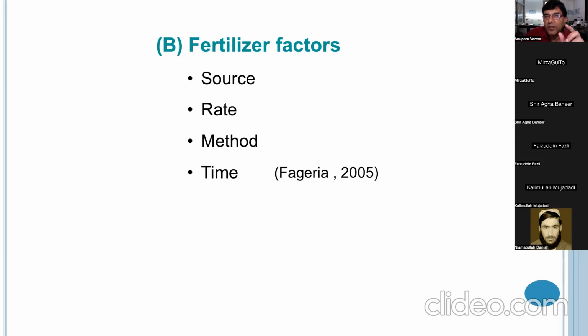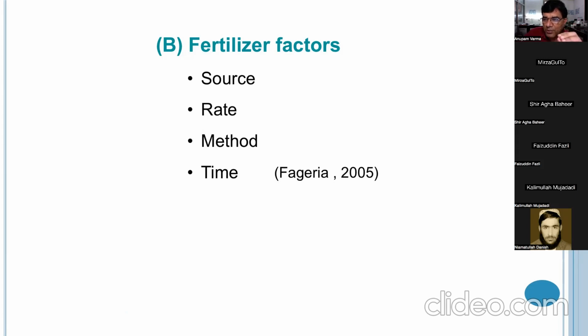Now, right source means, for example, you can supply sulfur. Sulfur can be supplied from elemental sulfur, and sulfur can also be supplied from gypsum, calcium sulfate, CaSO4. Everybody knows. So the source gypsum is better. Calcium sulfate is better because sulfur is in sulfate form. It can be easily taken up by the plant.